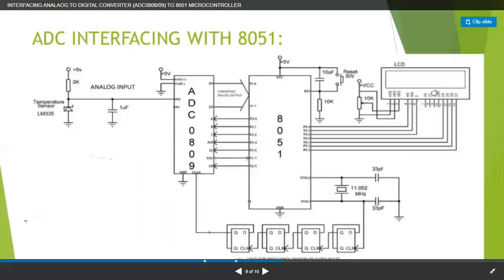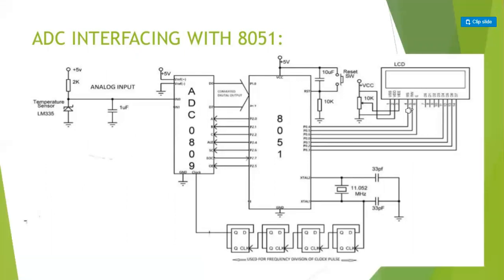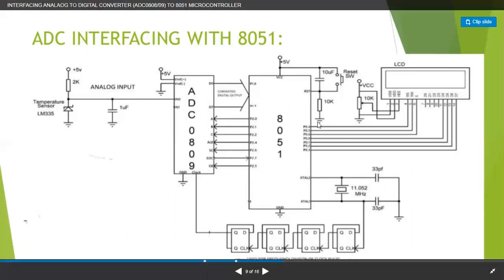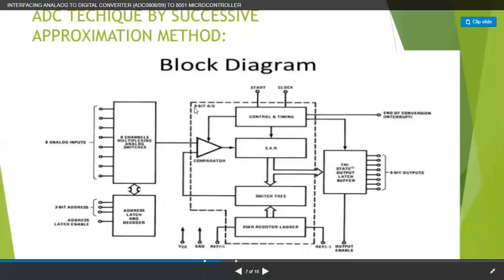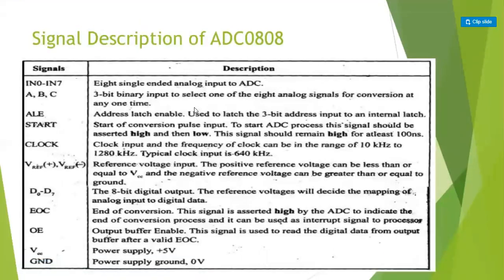See, this is my LCD display. These are my data pins. This is my VSS, VEE, RS, and read signals. This is my 8051 microcontroller, having ports P0.1, 0.2, 0.3, 0.4, 0.5, 0.6, 0.7. This is my ABC, ALE, SOC, end of conversion, OE, ADC. The pins we described earlier are all used here.